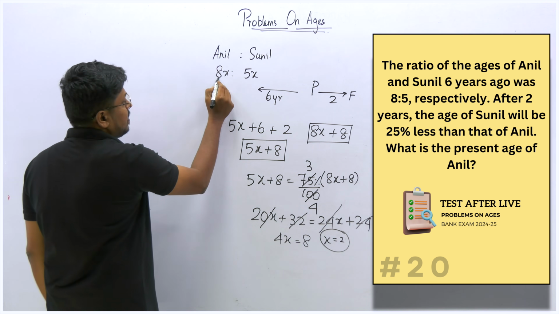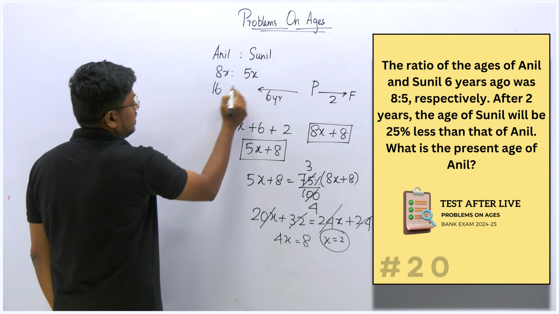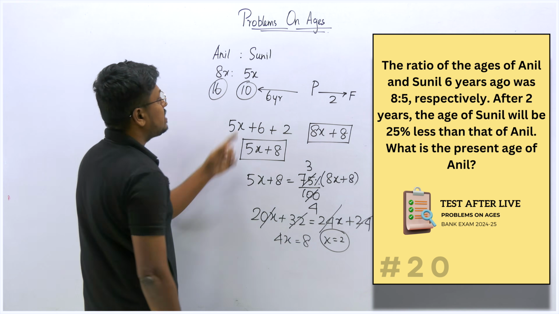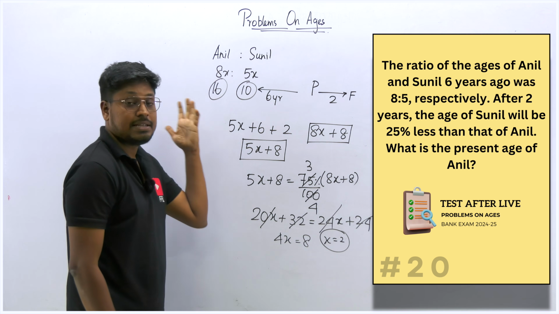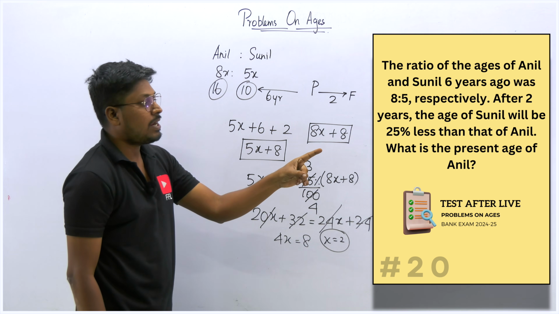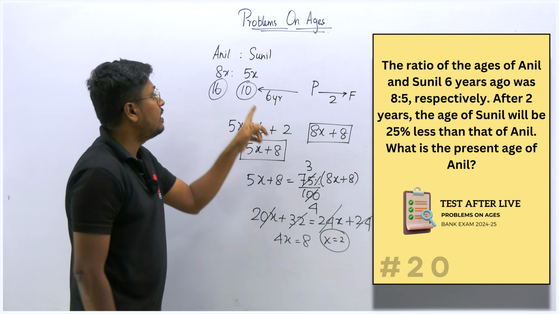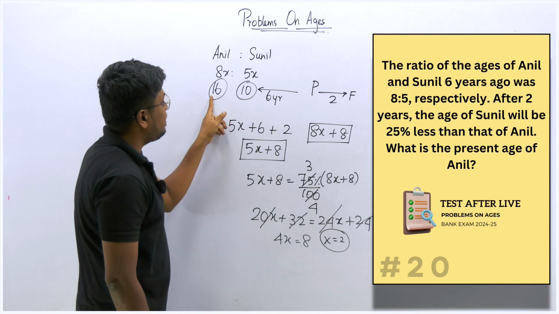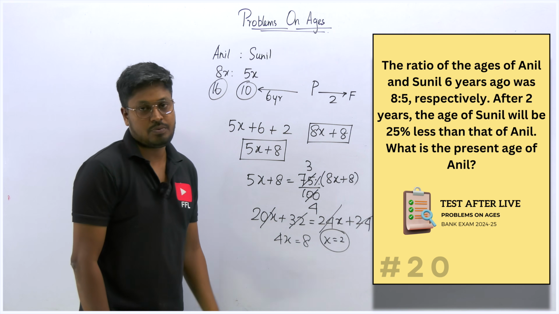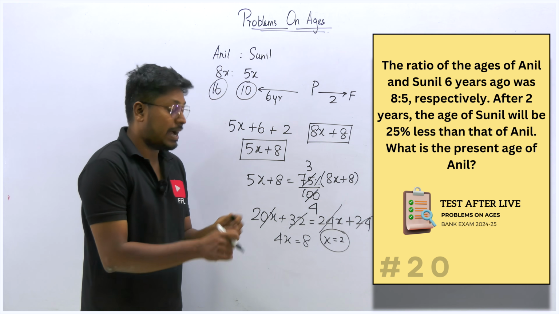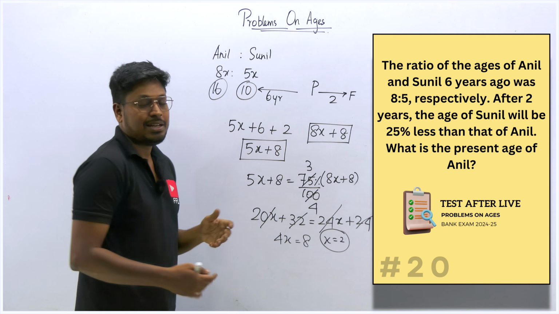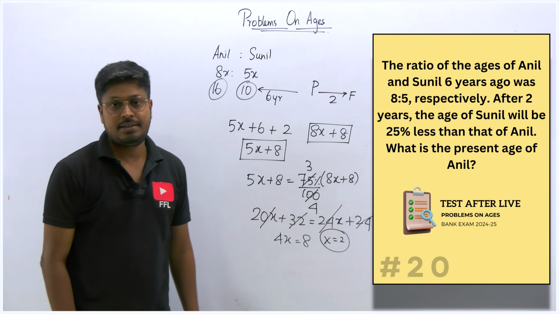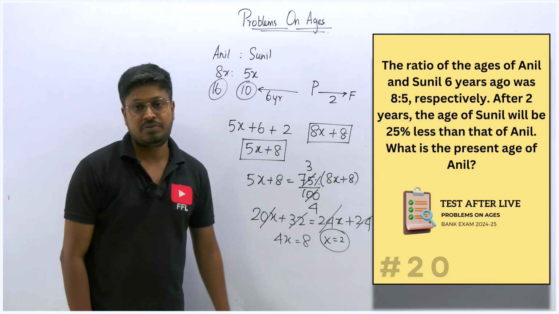So 8x, right? Anil, 8 into 2 will be 16. Sunil, 5 into 2 will be 10. So this will be the age of Anil and this will be the age of Sunil, that is 6 years ago. So what is the target? Our target is to find the present age of Anil. Anil 6 years ago was 16, so the present age will be 16 plus 6, which is 22. So the present age of Anil will be 22. Similarly, if we need to find the present age of Sunil, then 10 plus 6 will be 16. So that will be the present age of Sunil.